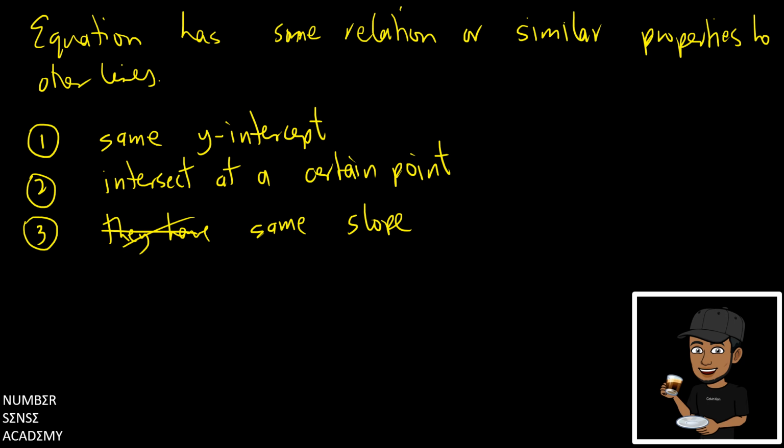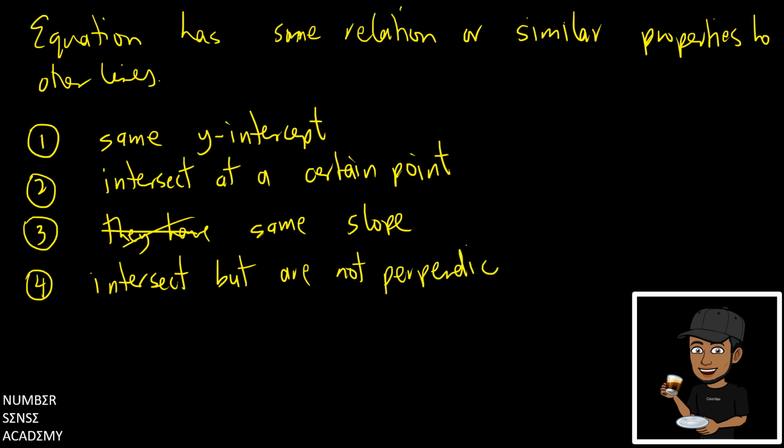Or we could say, if they intersect at a certain point, this could mean a couple things. So I'll expand on that. They intersect, but are not perpendicular. So that means they are skewed. All right. And what does it mean that they intersect but they're not perpendicular?